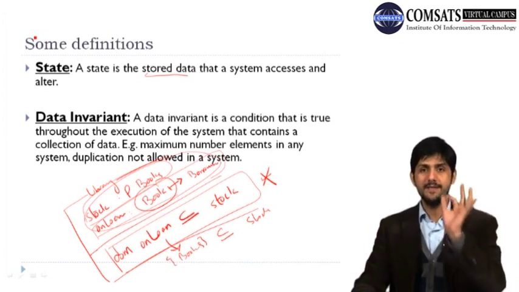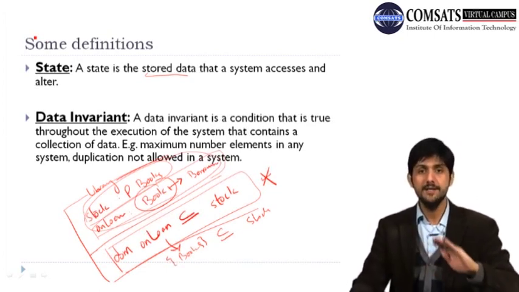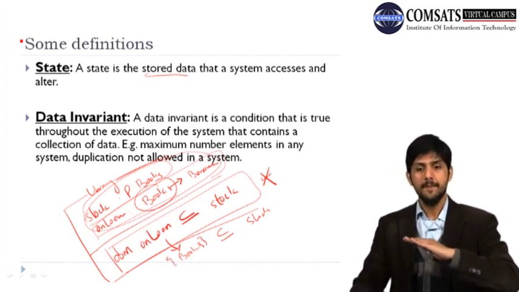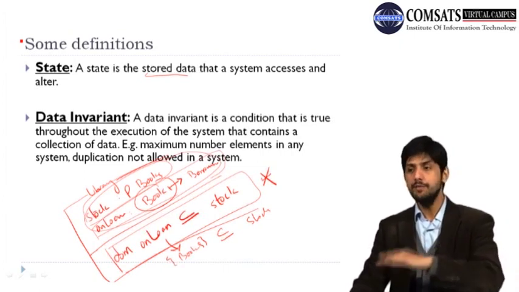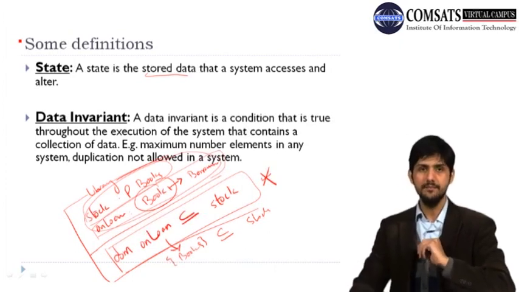So again, a data invariant is a condition that is true throughout the execution of the system. That is important to remember: when we say throughout the execution of the system, whenever we apply an operation, whatever we are doing with the system, whether we are updating the state of the system or not, this data invariant should stay true.